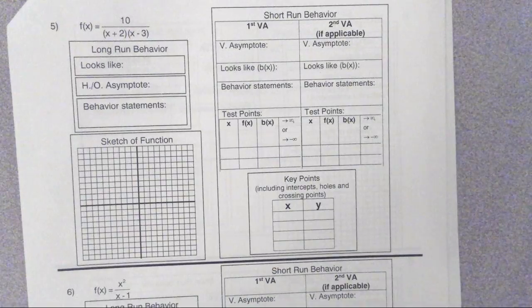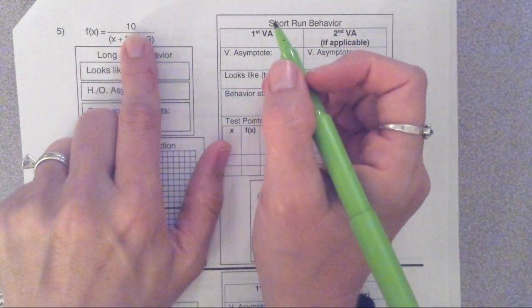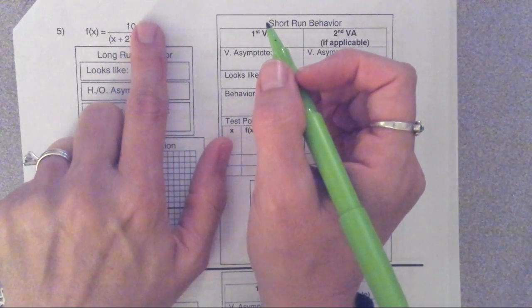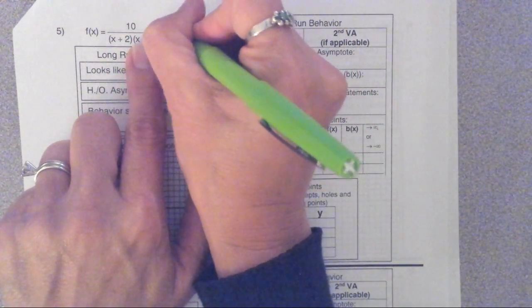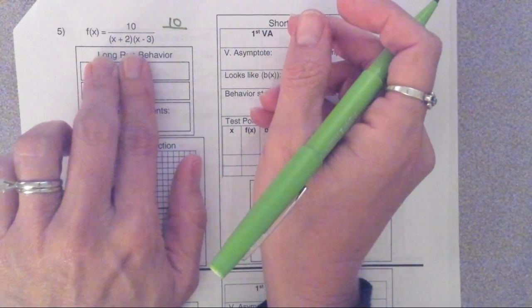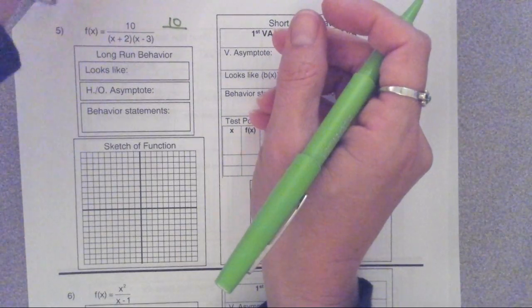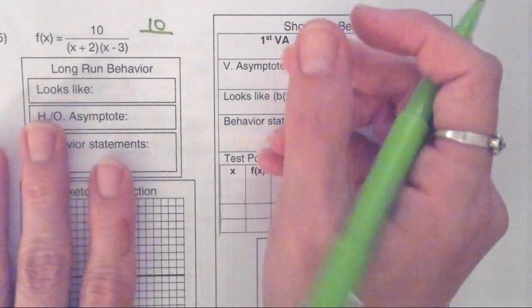Okay, so we're going to focus on the long run first. To do the long run, I have to take the ratio of the leading coefficient on top and the leading coefficient on the bottom. So on top, I have a 10. Be careful. What is my first term on the bottom really? What do I need to do with those numbers to figure it out?